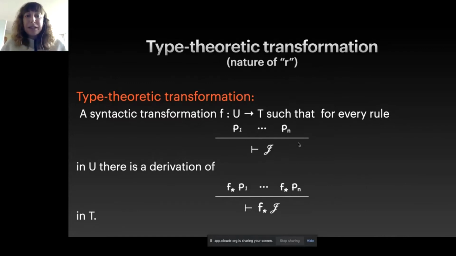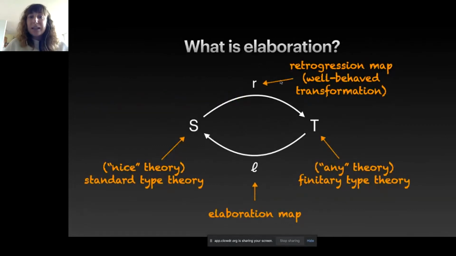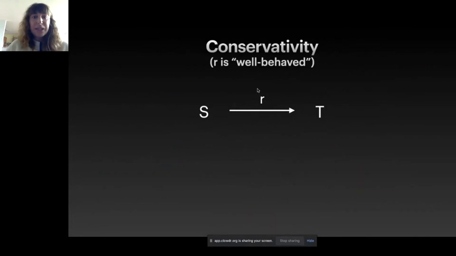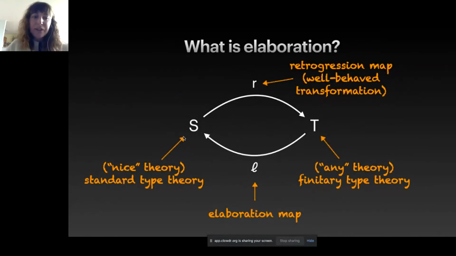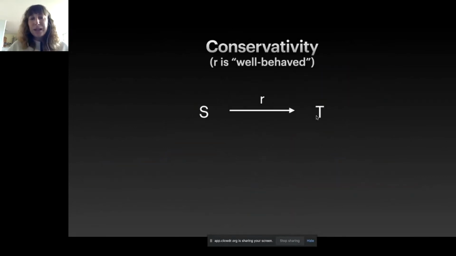So this is the type-theoretic transformation. And we also said that this retrogression map needs to be well-behaved in some sense, right? Because we don't want to map trivially or some sort. We want this R to have some nice properties. And this nice property that we really want is called conservativity. So this is what means that R is well behaved. Conservativity will say that S can prove the judgments that T can, okay? So let me be more precise of what that means.